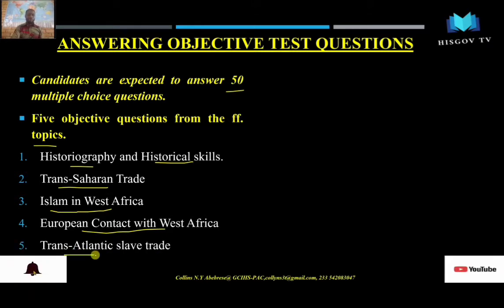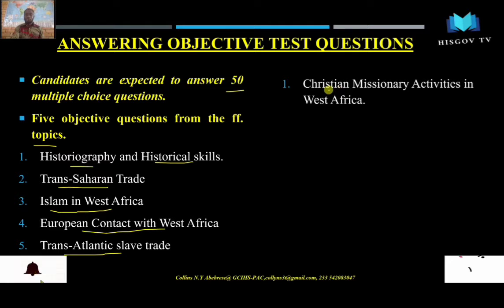Then the 5th one is the transatlantic slave trade. Transatlantic slave trade will lead to the introduction of the definition of the transatlantic slave trade, to the organization of the trade, to the impact of the trade, the effect especially of the trade on West Africa, and then also everything about the transatlantic slave trade, you will get 5 questions from there.